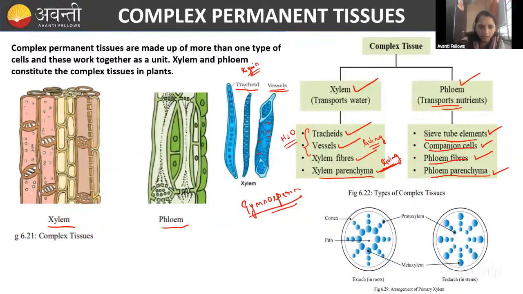And here you can see the tracheids. Tracheids have a tapering end. These all have tapering ends, and you can see that these are the lignin deposits. Lignin.